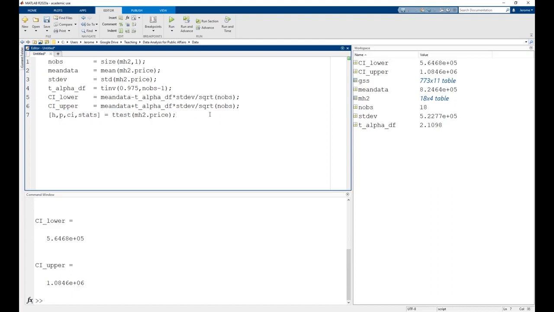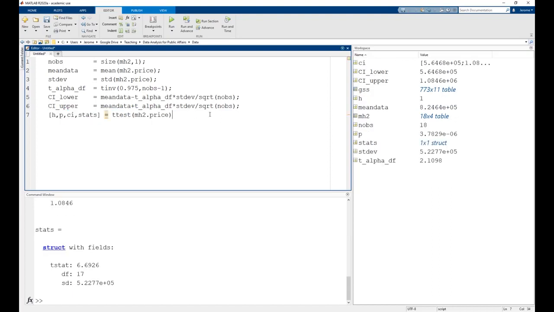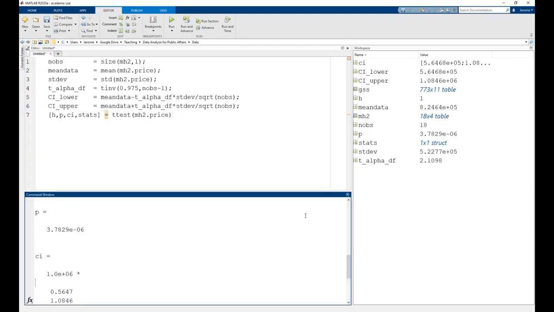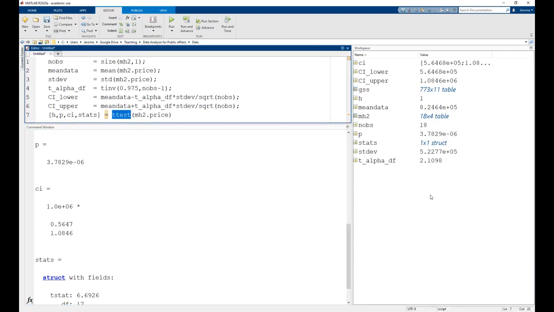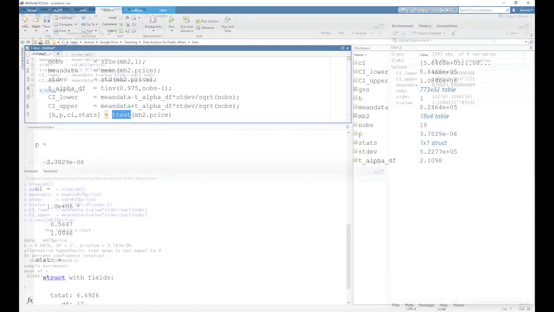So when we execute this line, we can see that we have a confidence interval right here, which gives the lower bound and the upper bound. And note that the lower bound and the upper bound are exactly what we get from manually calculating the confidence interval. So using the command ttest is much simpler and quicker.